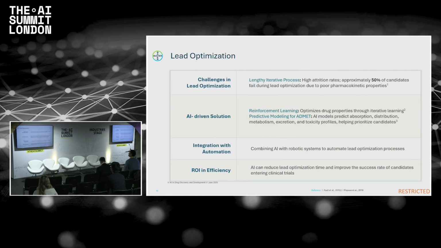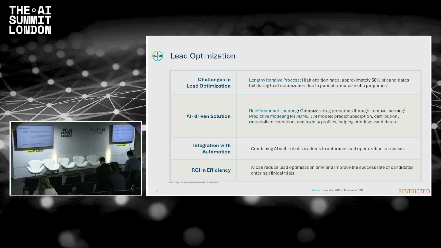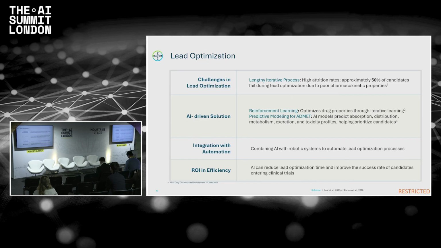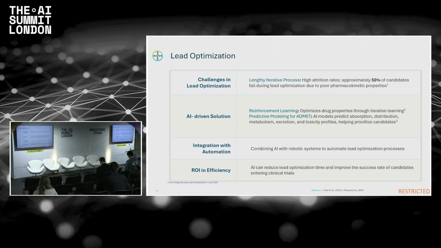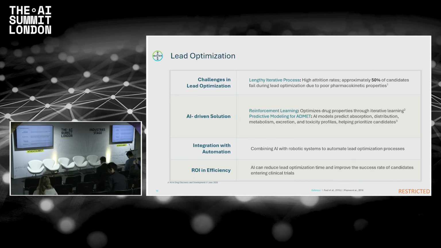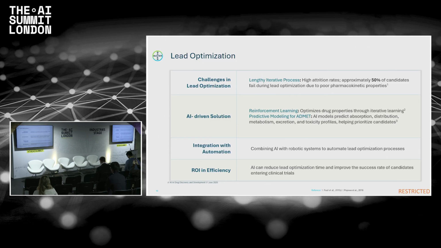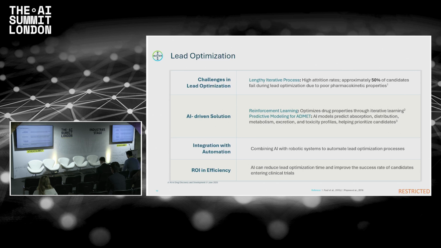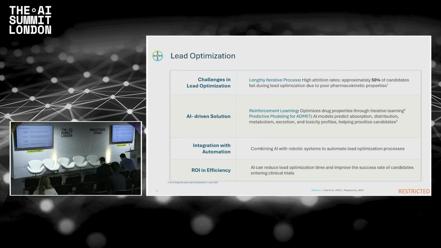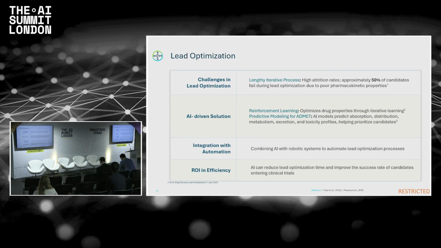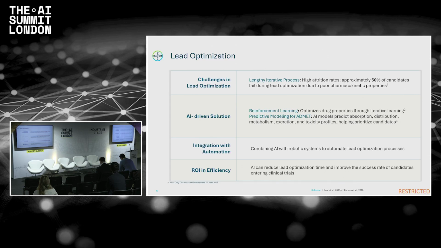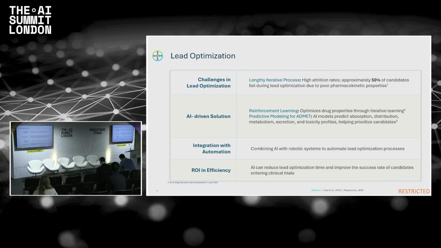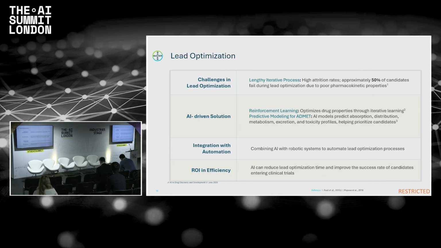Then lead optimization. Now, what is lead optimization? You have got a target, you have got a lead, and now we are trying to enhance the pharmacological properties. Here, the traditional challenge is that 50% of the candidates fail due to poor pharmacokinetics, because we don't know how the drug behaves in vivo. The animal model versus the human model has a huge difference. A rat brain and a primate or human brain have significant differences.